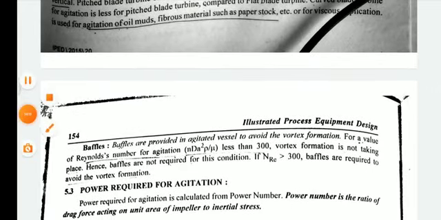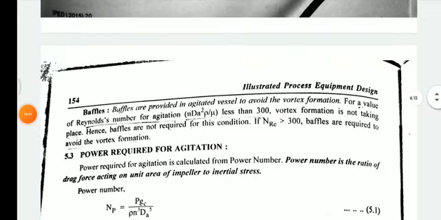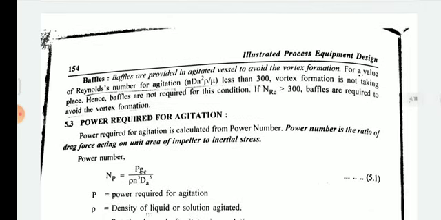Then the next one is baffles. In the reaction vessel or agitator vessel we are using baffles. Baffles are provided in an agitator vessel to avoid vortex formation. The main aim of baffles is to avoid vortex formation. For a value of the Reynolds number for agitation, D_s squared rho by mu, less than 300, vortex formation does not take place, so baffles are not required for this condition.